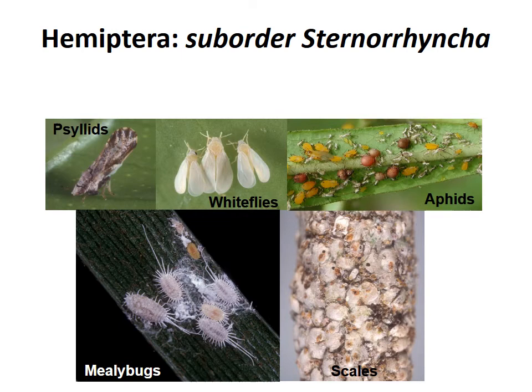The third suborder of Hemiptera, Sternorhyncha, contains a lot of really familiar major pest insects. This includes psyllids, whiteflies, aphids, scales, mealybugs. Psyllids can be really bad pests. Keep in mind the one disease that is spread among citrus trees called citrus greening is spread by the Asian citrus psyllid, which is an invasive insect. It came here from Asia, along with citrus greening, and spread citrus greening around.